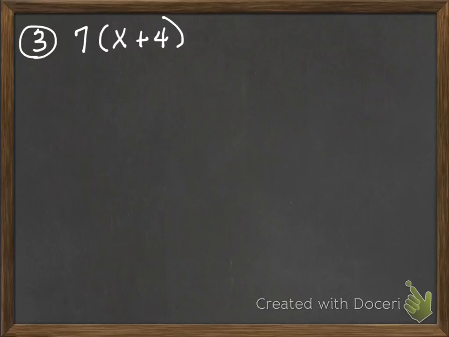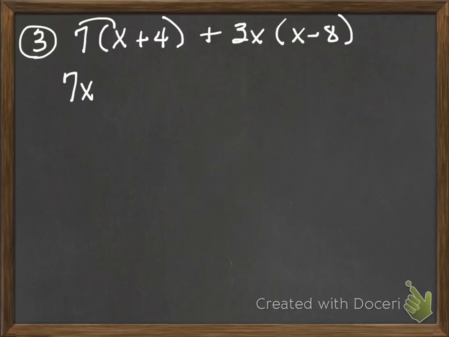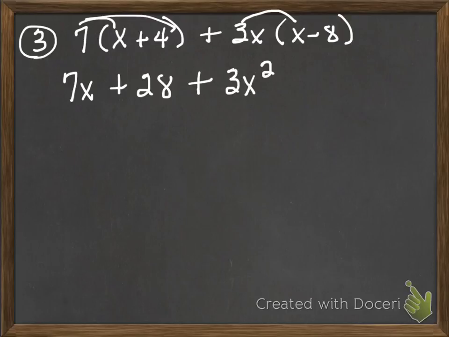All right, so on number 3, there are 2 numbers that you have to distribute. You have to distribute the 7, and you also have to distribute the 3x. So we'll have to do 2 distributings, and then we'll have to look for like terms. So 7 times x is 7x. 7 times positive 4 is positive 28. 3x times x is positive 3x squared. And 3x times negative 8 is negative 24x.